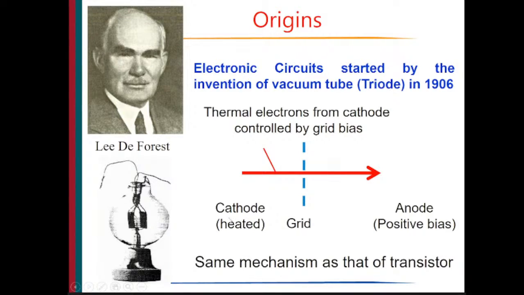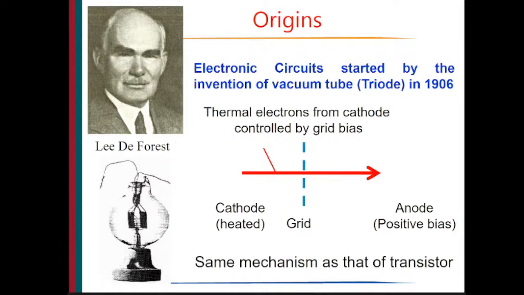The cathode is where you apply a negative voltage, and that is the source of electrons. Finally, electrons are collected here. The number of electrons collected can be controlled by this third electrode, the grid. So that is basically the mechanism of a transistor 100 years back.